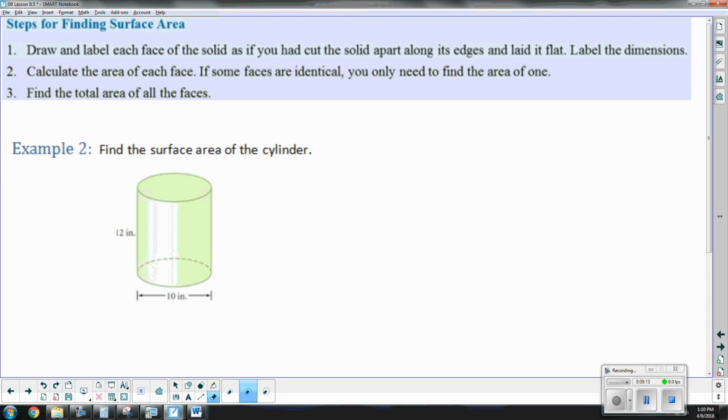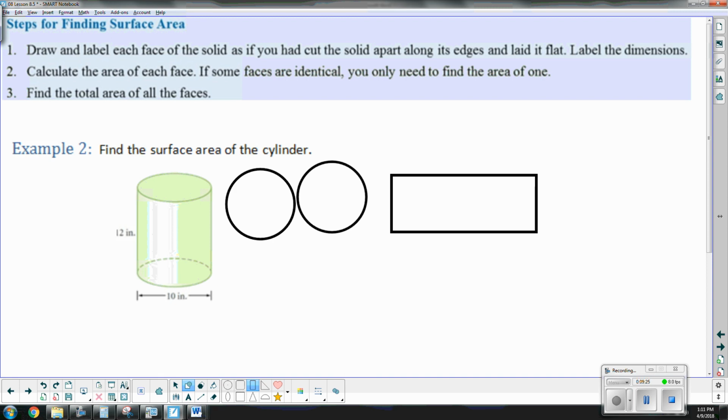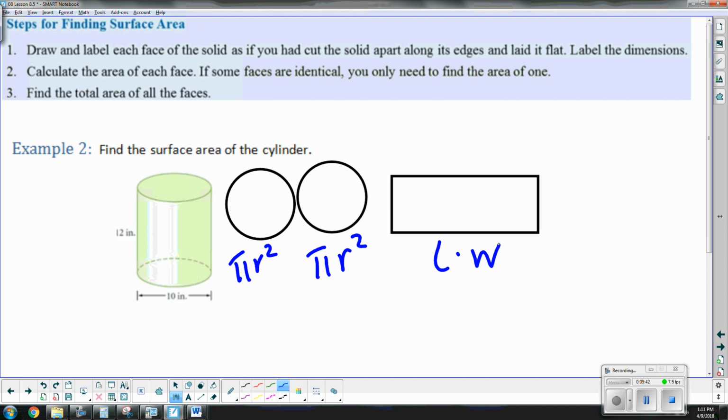So if we think of what shapes make up the cylinder, we have a circle for the top, we have a circle for the bottom, and then we have a rectangle for the side. Now these two circles, we want to find the area of the circles. So the area of a circle is pi r squared, and length times width, or width times height, or however you describe it for a rectangle.